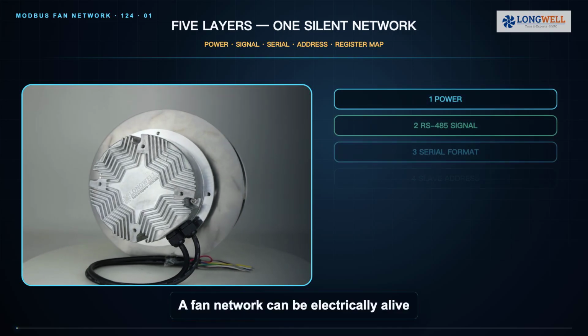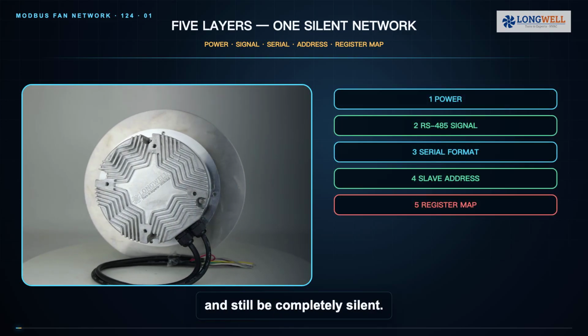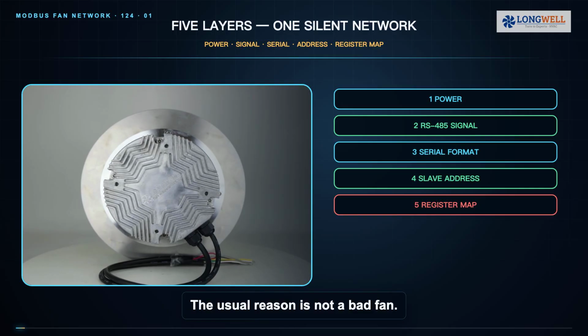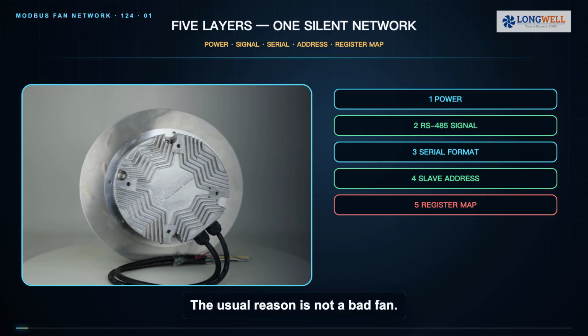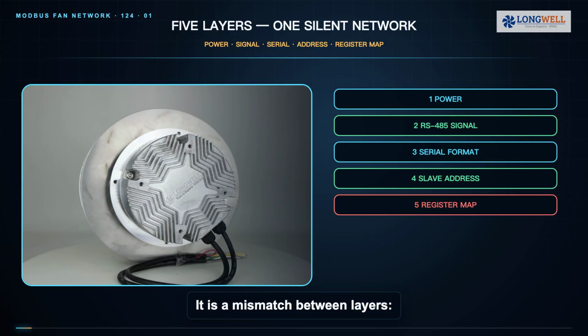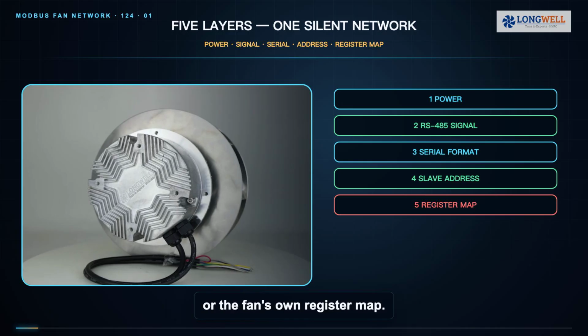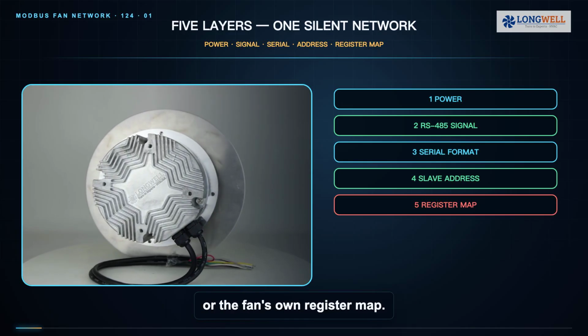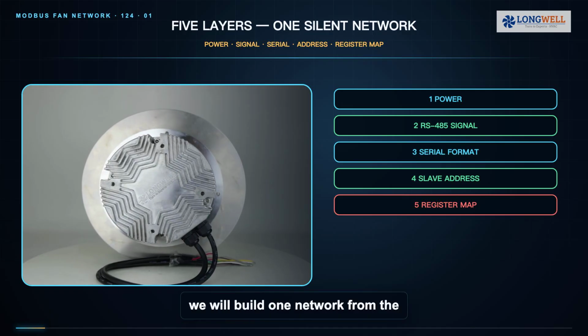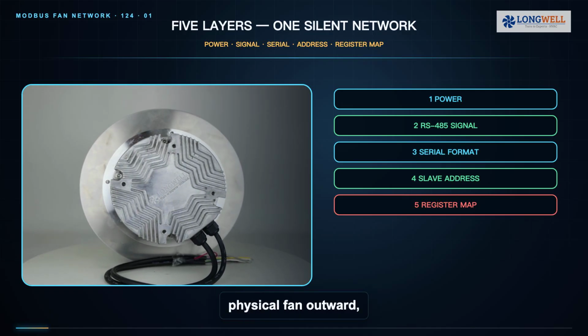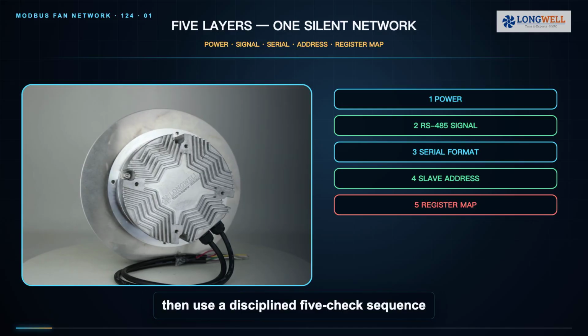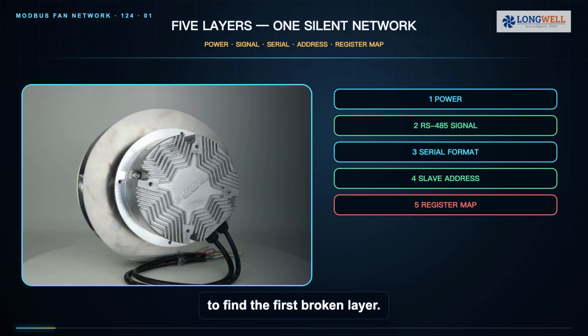A fan network can be electrically alive and still be completely silent. The usual reason is not a bad fan. It is a mismatch between layers: power, RS-485 signaling, serial framing, Modbus addressing, or the fan's own register map. In this walkthrough, we will build one network from the physical fan outward, then use a disciplined 5-check sequence to find the first broken layer.